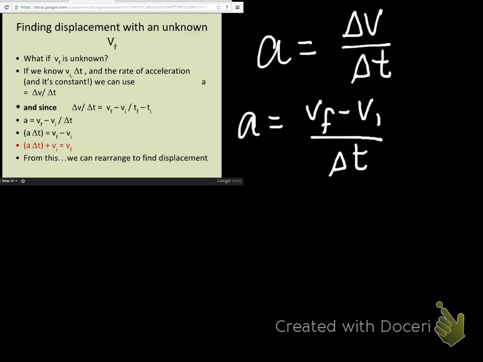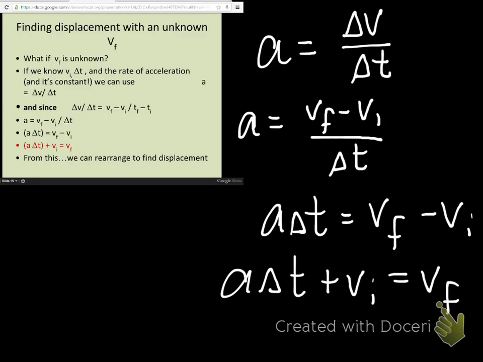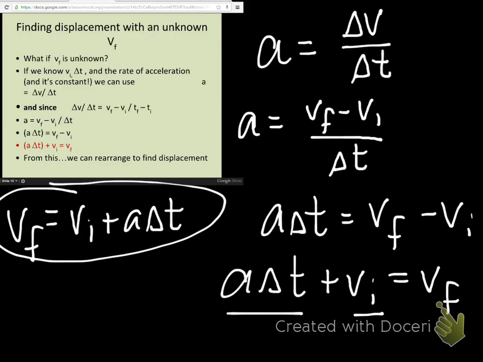Let's rearrange to solve for final velocity. So we now have a delta t is equal to final velocity minus initial velocity. If we want to solve for final velocity, it's really easy now. So for any object that's got constant acceleration, the final velocity is equal to the initial velocity plus its acceleration and the amount of time that it accelerates. A delta t plus vi equals vf. More commonly written like this. This is the second of the derived equations that you'll want to write on your card for future use.